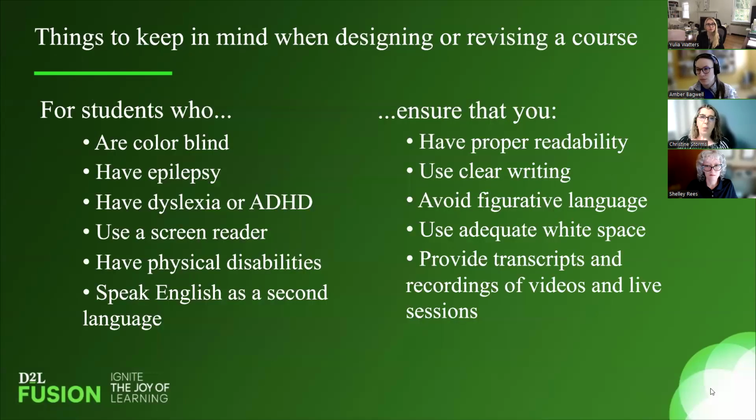So let's take a look at what we can do and what we can keep in mind when designing or revising a course or a program. For students who are colorblind or have epilepsy, dyslexia, or ADHD, use a screen reader, have some physical disabilities, or speak English as a second language, we want to make sure that we're using clear writing, that we're avoiding figurative language, that we're using adequate white space, we have proper readability, and provide transcripts and recordings of videos and live sessions. We also want to make sure that anything that students are doing using a mouse or a keyboard are compatible with those students with physical disabilities.